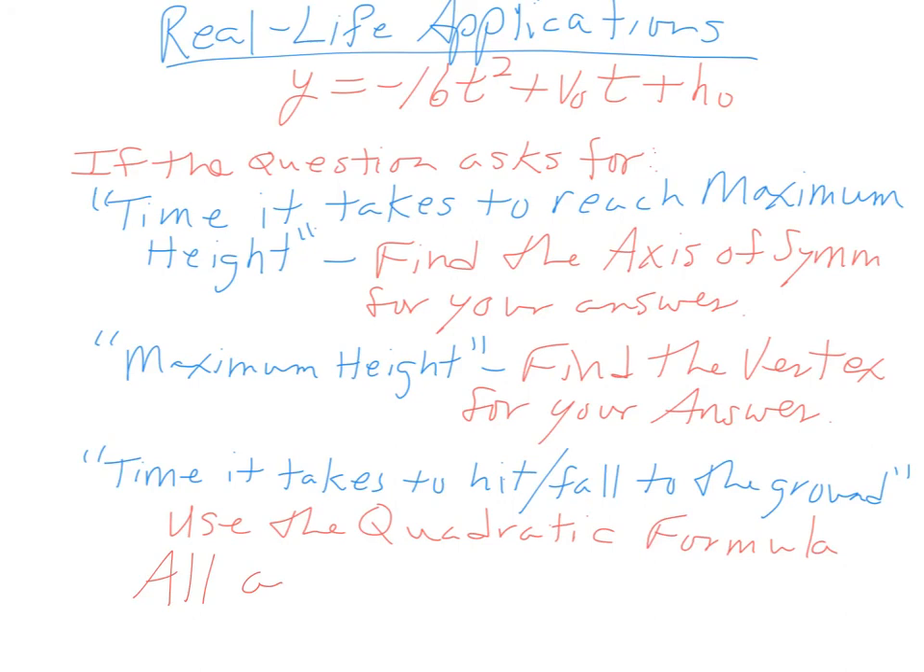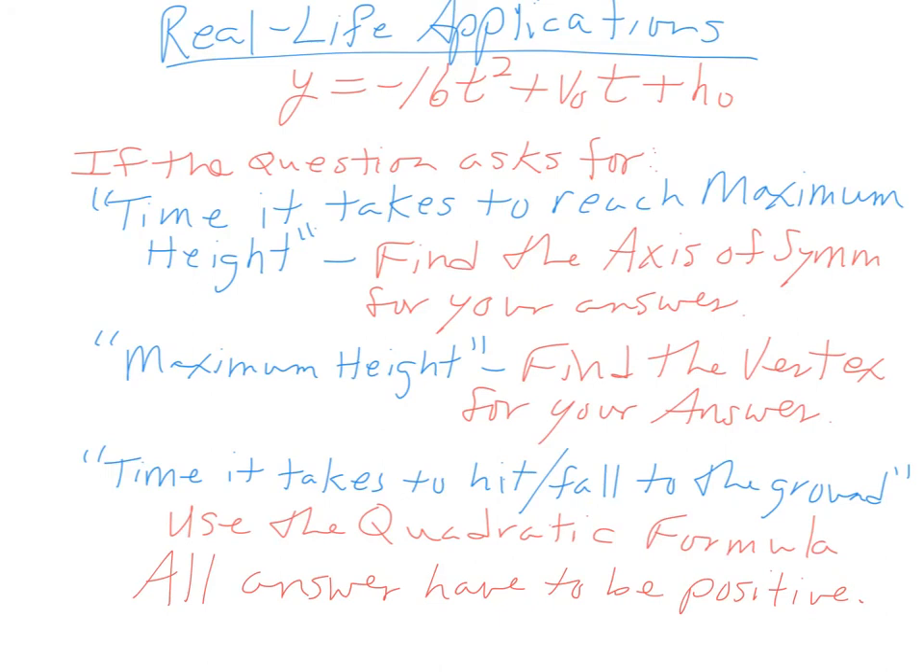All answers in all three of these problems, axis of symmetry, vertex, quadratic formula, have to be positive. So if you get any negative answers, cross them out and keep the positive ones. Why do they have to be positive?